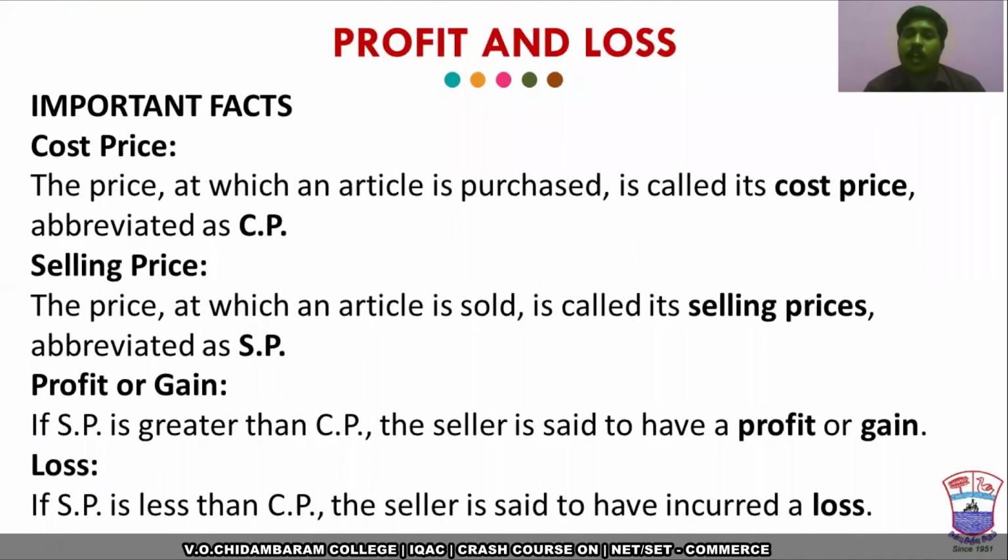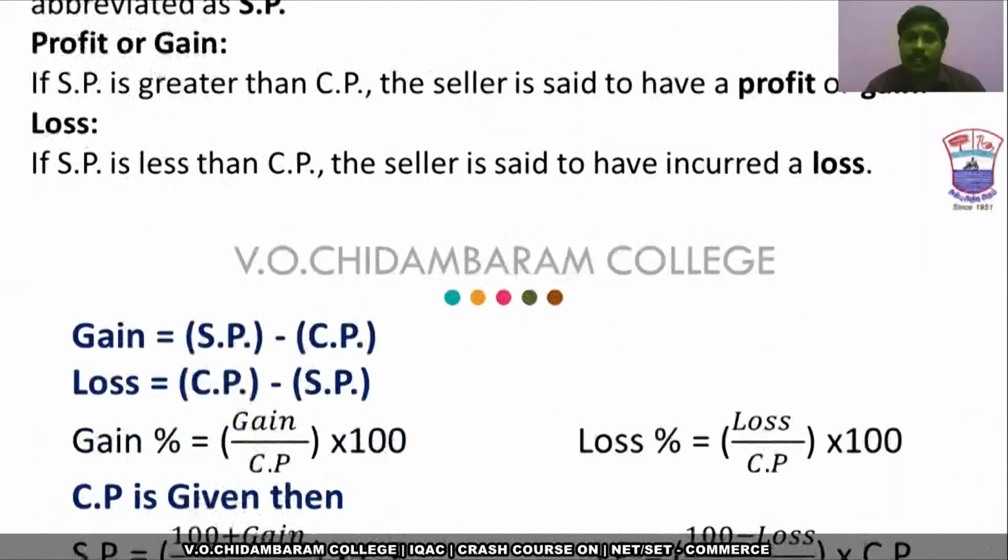The first is cost price, which is nothing but the amount of purchase. What is selling price? The amount of sold. The amount for which an article is sold is known as selling price. If the selling price is greater than cost price, then we term it as profit or gain. Otherwise, if the selling price is less than cost price, then the seller is said to have incurred a loss.